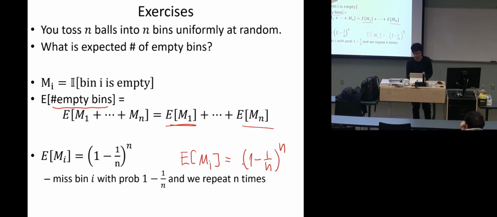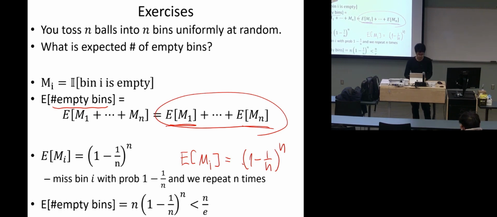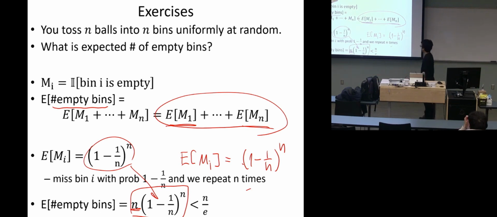And with this, we can compute the expected number of empty bins. Just sum this thing up, right? So you get this thing times n. And how do you simplify this expression? Well, this thing is at most 1 over e. Okay.